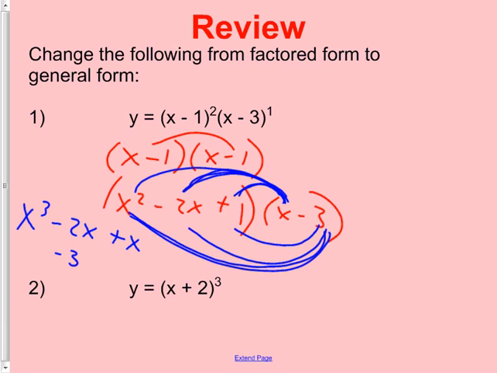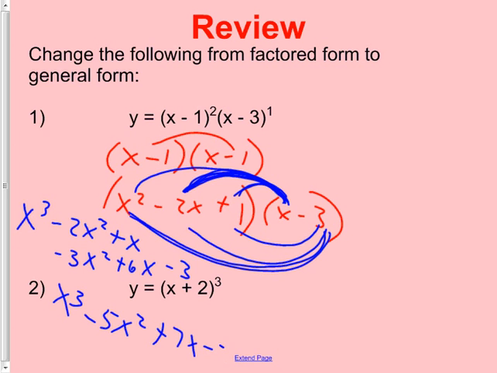I already messed up. X times the x was an x squared. There we go. And this is negative 3x squared. And then this is a negative 3 times negative 2 makes positive 6x. And the last should make negative 3. Final answer, x cubed minus 5x squared plus 7x minus 3.